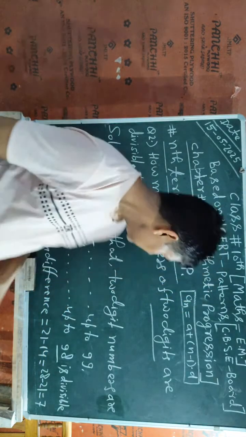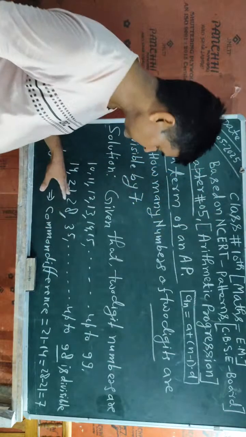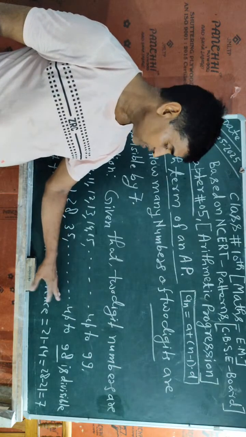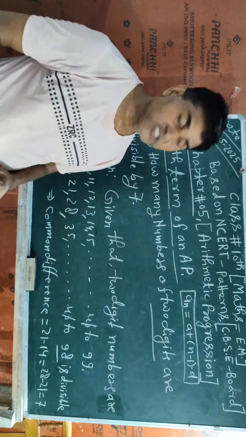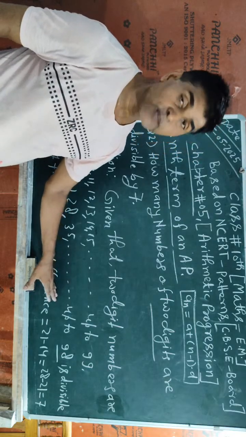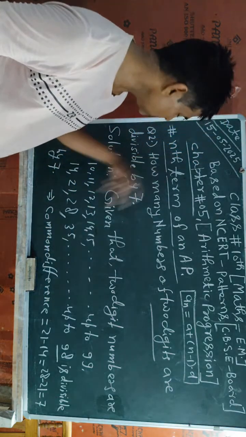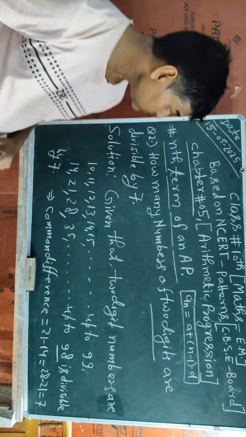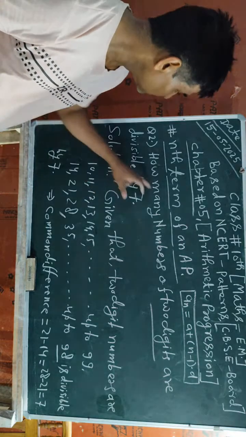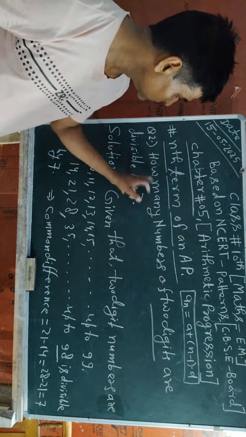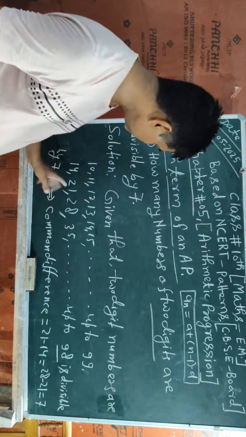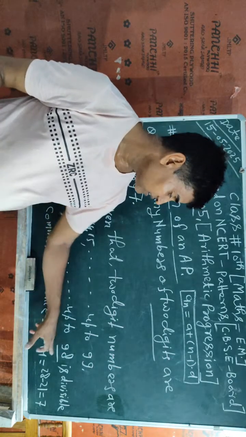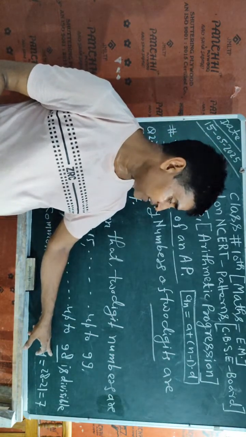It means that this series, this sequence, is an AP series. So if this is an AP series, I will use the concept of arithmetic progression, that is, I will apply the concept of the nth term of an AP for calculating the number of terms. How many terms will be from 14 to 98, that are divisible by 7.